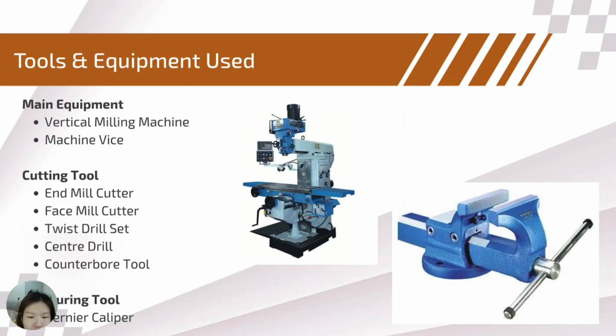These are the tools and equipment used during the experiments. The main machines used were the vertical milling machines. We used a machine vise to securely hold the workpiece during machining. The cutting tools include an end mill cutter, face mill cutter, twist drill set, center drill, and counterbore tool. For measurement, we use a vernier caliper.